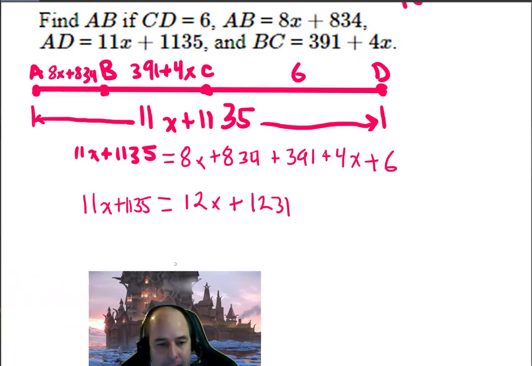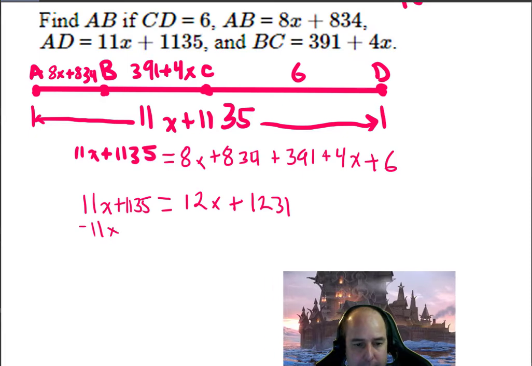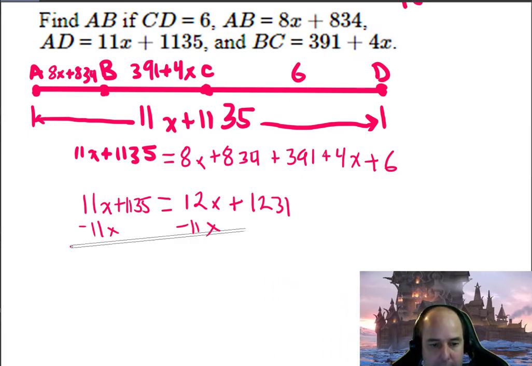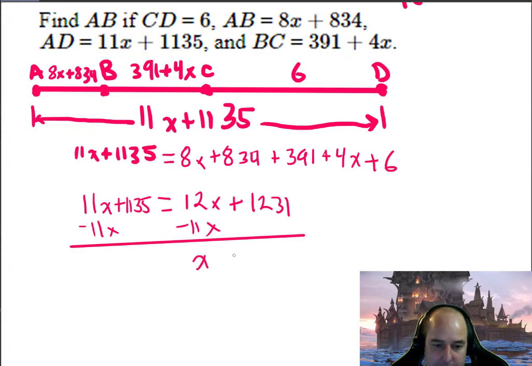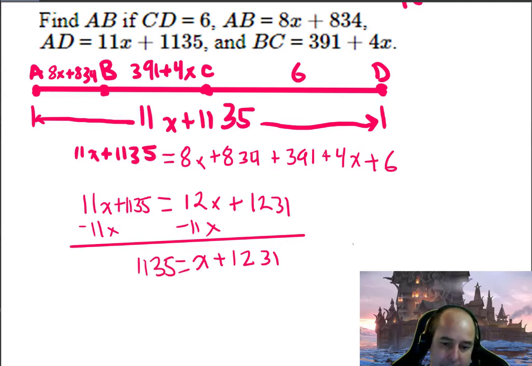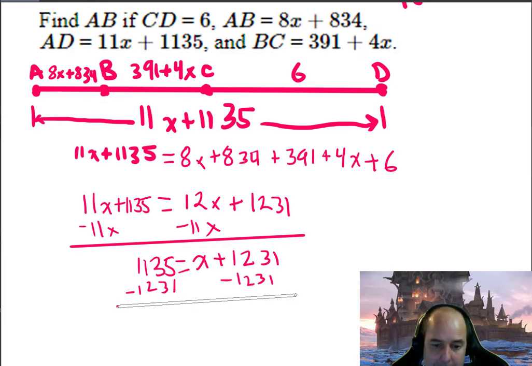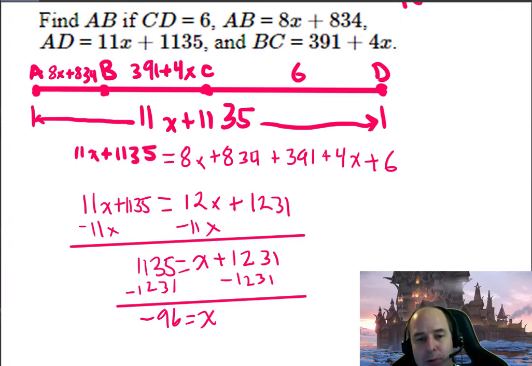And now I'm going to subtract the 11x from both sides, right? Leaving me with one solitary positive x on this side. So x plus 1,231 is equal to 1135. Now I just have to subtract 1231 from both sides. And when I do that, what do I get? Let's see. I should get a negative 96. So I got negative 96 is equal to x. Okay? So that's important. Negative 96 is equal to x.